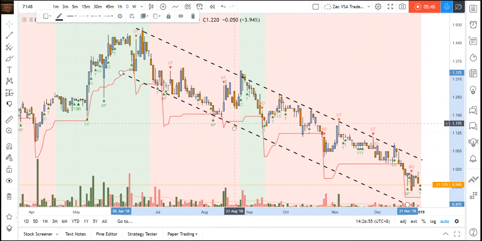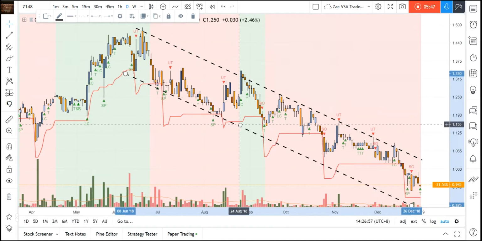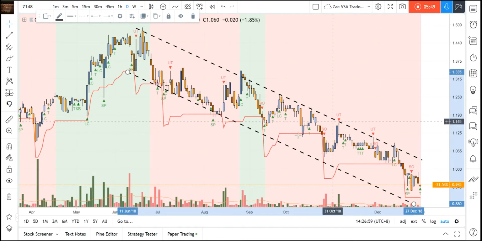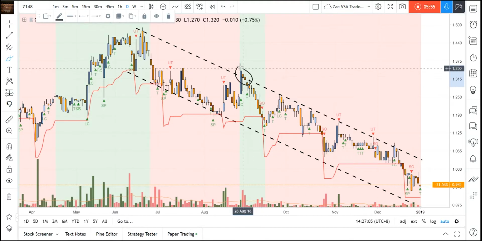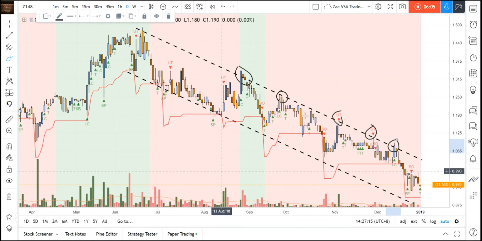Okay, this is the markdown stage. This is the markdown stage, you can see over here. We have a line change over here, but it failed to follow through. Another failed follow-through line change, followed by an upthrust, and a failed line change as well. So over here you can see a lot of weakness.